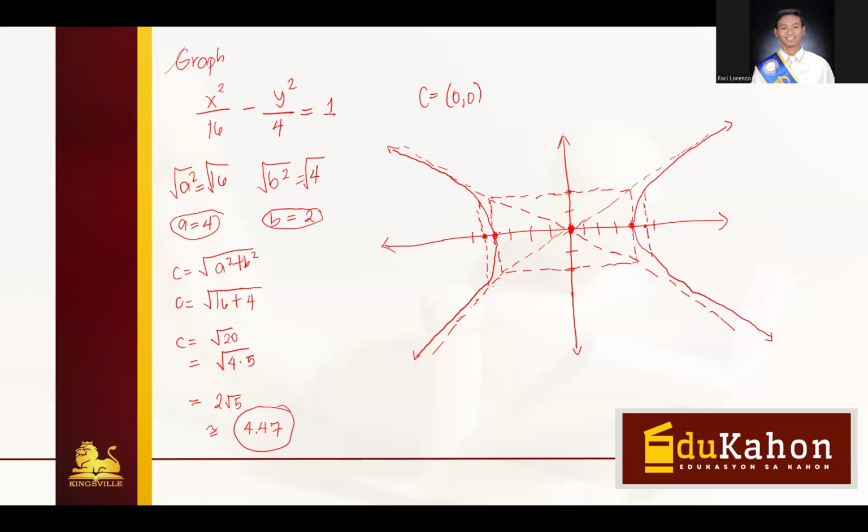Again, since these are the major vertices or the vertices of your hyperbola, we call this again the transverse axis. And the other axis here, which is vertically oriented, is what we call the conjugate axis. So this is the graph of your hyperbola.